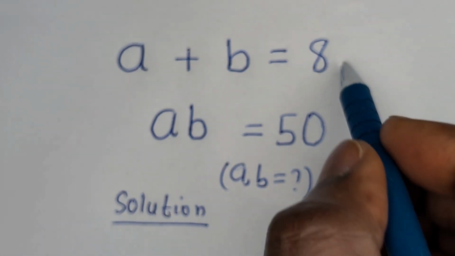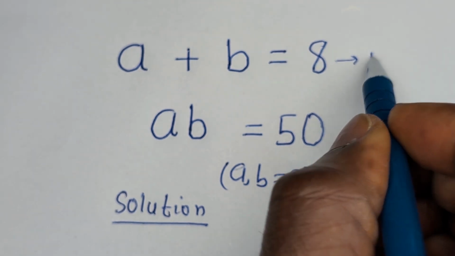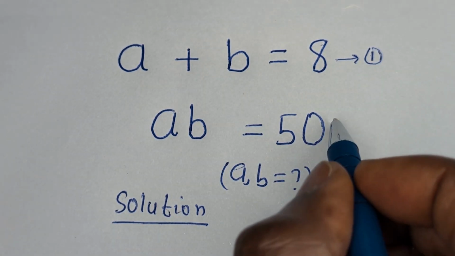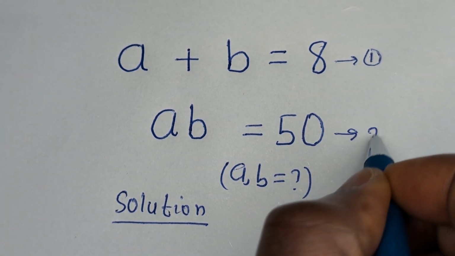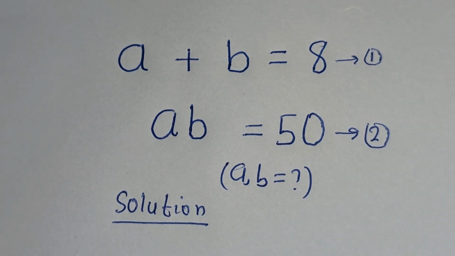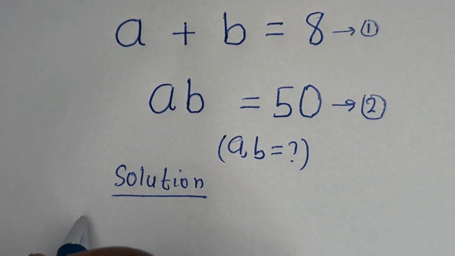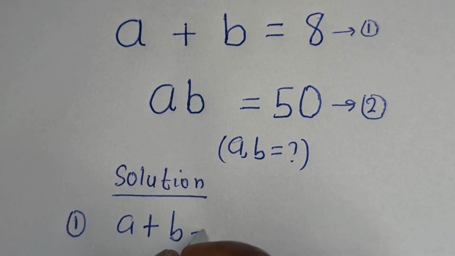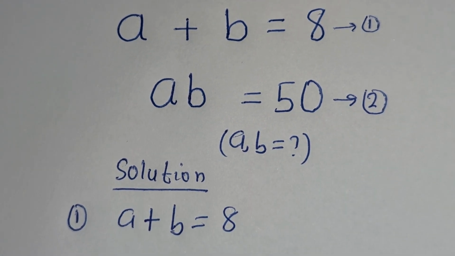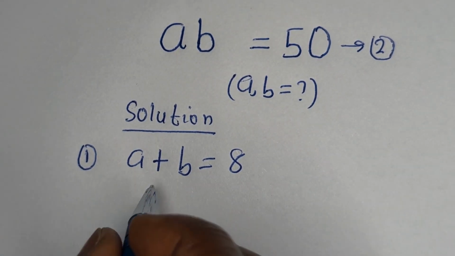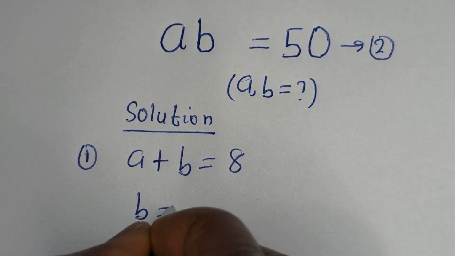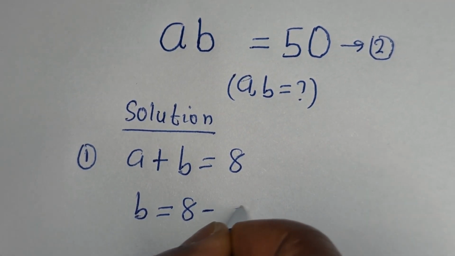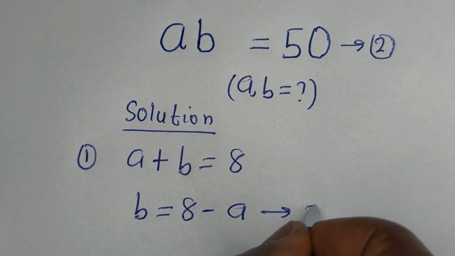a plus b is equal to 8. Let us call this equation 1. ab is equal to 50. Let us call this equation 2. From equation 1, a plus b is equal to 8. Let us make b the subject of the formula. b is equal to 8 minus a. Let us call this equation 3.